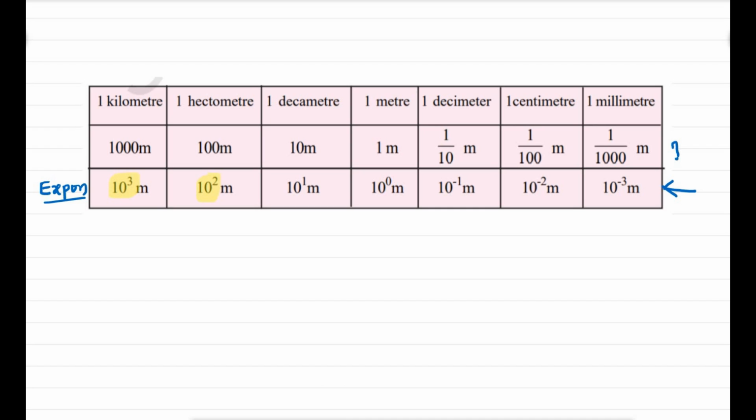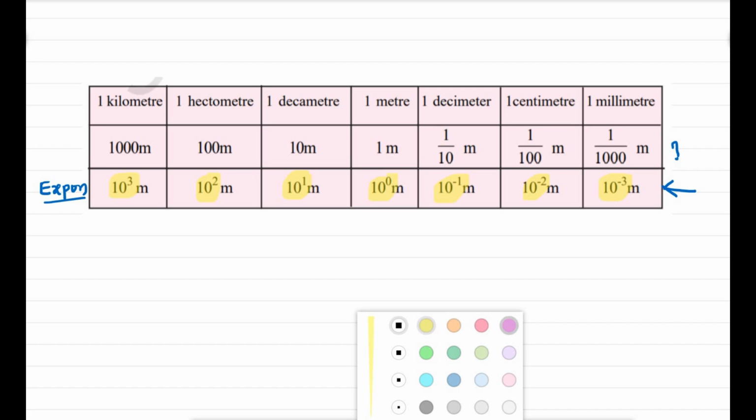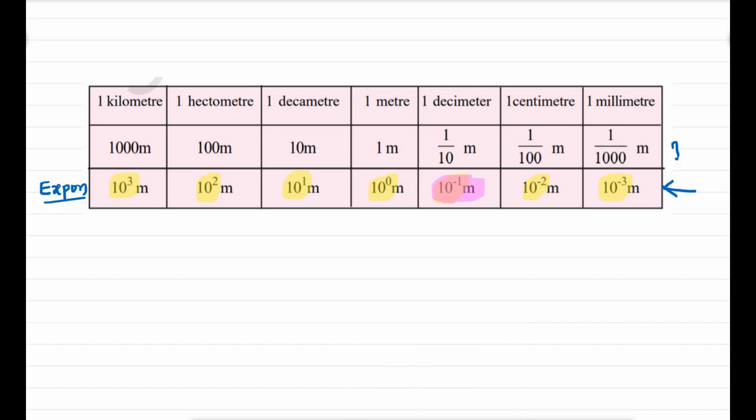100 meters can be written as 10 to the power of 2 meters. 10 can be written as 10 to the power of 1, then 10 power 0, 10 to the power of minus 1, 10 to the power of minus 2 and 10 to the power of minus 3. Kids, if you observe clearly, you are learning new things here. In the previous class you learned exponents with positive powers. Now you are going to learn negative exponents.